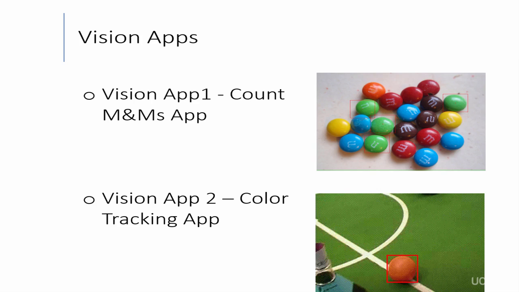Take a look at Vision app number 2. We're going to be doing a color tracking app. If you have an orange ball or blue ball or any color ball, and that ball is different from your background, you will be able to track that ball through your space as you move it in and out of the camera.